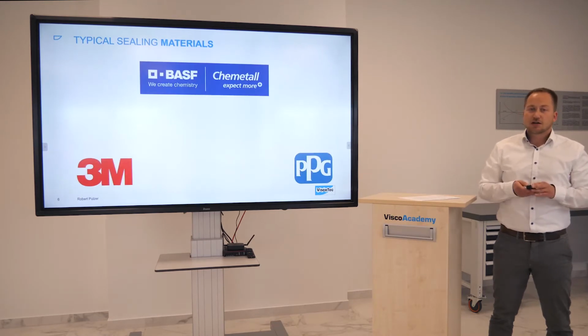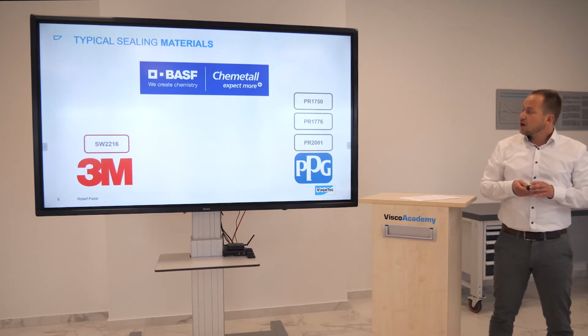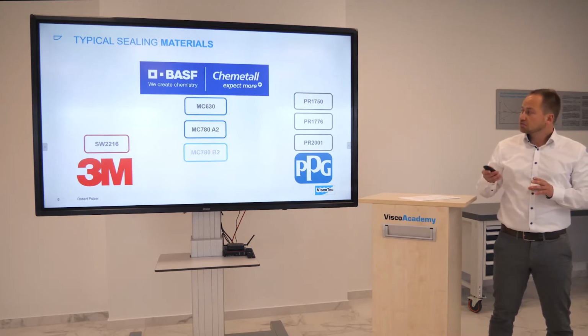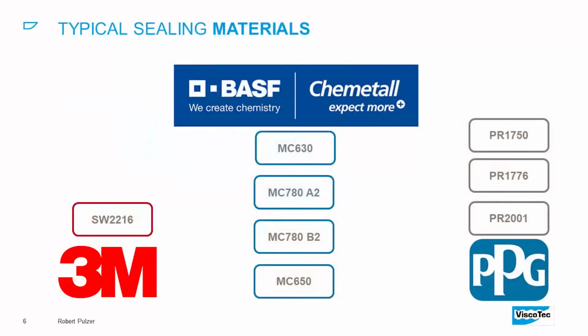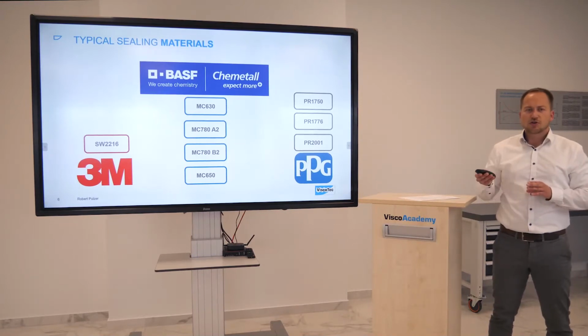There are three material suppliers, 3M, PPG and Chemetall, who are very well known in this field. There are also some kind of materials. Normally every project has a specification, and in this specification there stands, okay, you have to use this material or this material. But in a lot of applications, the MC780 is necessary. More than 50% of our inquiries are about MC780. So maybe you find also material which is in your company used.